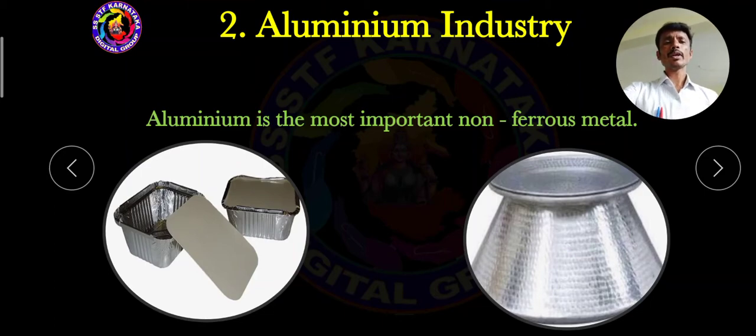See, aluminium is the most important non-ferrous metal. What is a non-ferrous metal? It means not containing iron. The aluminium industry does not contain iron. For example, do you know like the magnet?